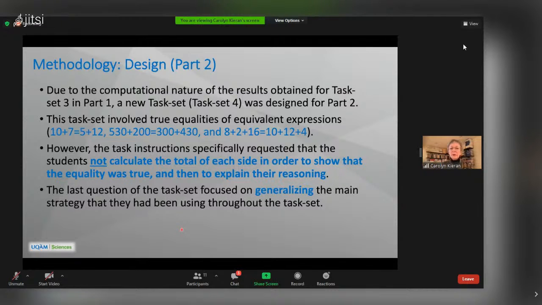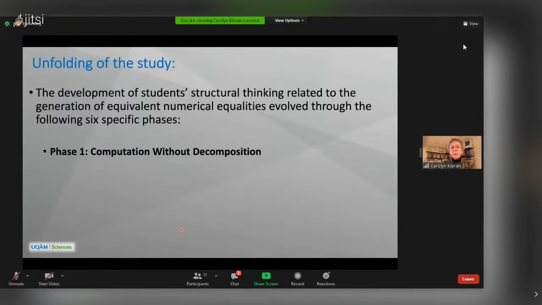The last question of the task set focused on generalizing the main strategy that they had been using throughout the task set. With respect now to the unfolding of the study, student structural thinking was found to evolve through the following 6 phases in their generation of equivalent numerical equalities.